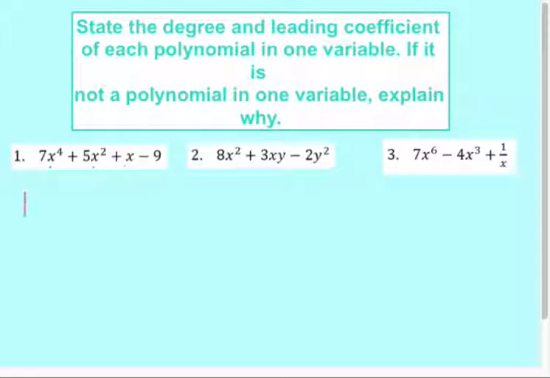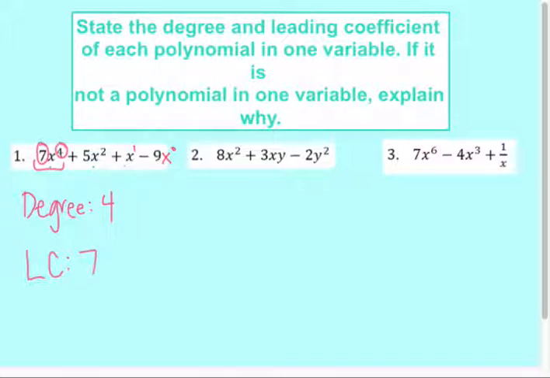So I can state the degree. Degree is the highest exponent. So this is really x to the 1, and this is really x to the 0, so my highest exponent is 4. And then my leading coefficient, it's the coefficient of the term with the highest degree. So if I look here, this is the one with the highest degree, so the coefficient is the number in front, so that is 7.